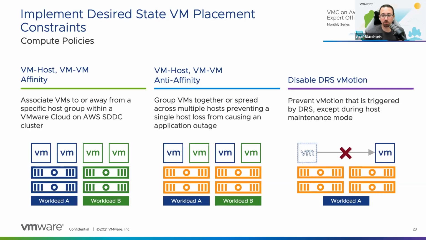Because of the permission model in VMC, Cloud Admin, the user that you are provided, does not have access to DRS. You cannot change the DRS policies, and because of that, you cannot create affinity rules. One of the solutions that we came up with is compute policies. So compute policies work in a very similar manner, but what I like about it more than traditional DRS rules is that they function using tags.